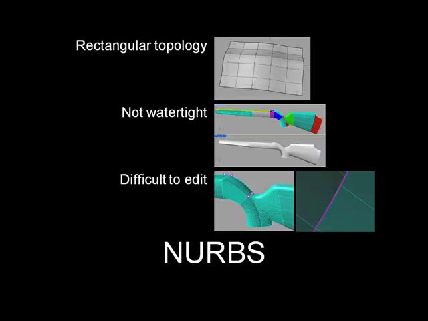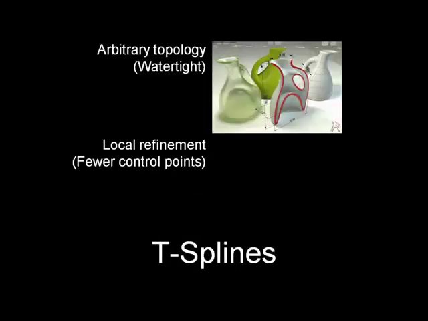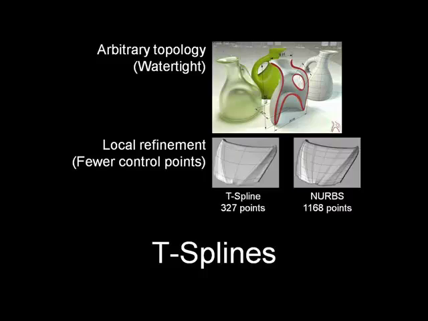And when you do get NURBS to be watertight, the models can be difficult to edit without losing smoothness, increasing model complexity, or even without gaps appearing. So T-Splines are a new surface type that was invented to solve these shortcomings in NURBS. They're a smooth surface, they're compatible with NURBS, but they have 2 key differences. First, with T-Splines you can have arbitrary topology in your model and keep it watertight. What this means is that you can have voids, holes, Y branches in your model, and it can still be one single smooth editable surface.